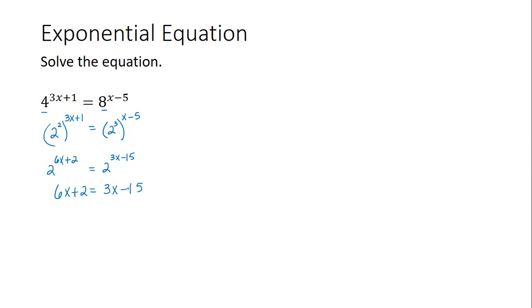Now we just solve this linear equation for x. We can subtract 3x from each side and subtract 2 from each side. This gives us 3x equals negative 17, or x is negative 17 thirds. If you're asked to write this in solution set notation, that would be in set brackets, negative 17 thirds.